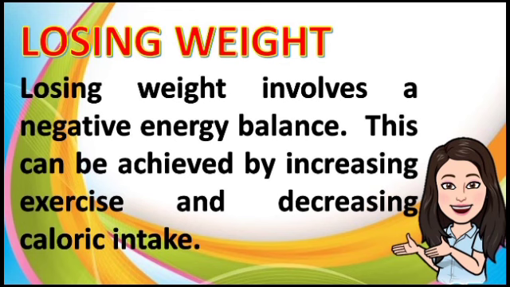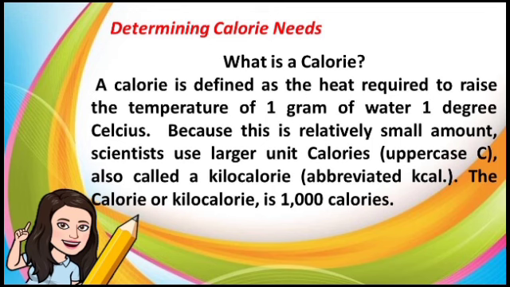Determining calorie needs. What is a calorie? A calorie is defined as the heat required to raise the temperature of 1 gram of water 1 degree Celsius. Because this is a relatively small amount, scientists use a larger unit, the kilocalorie. The kilocalorie is 1000 calories.